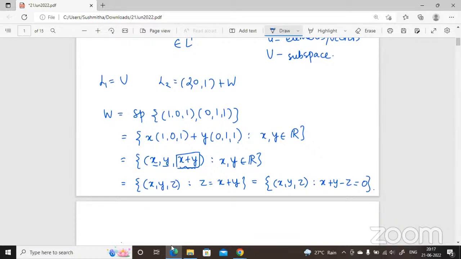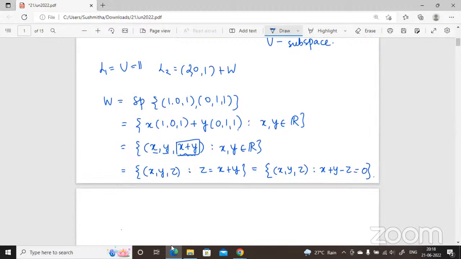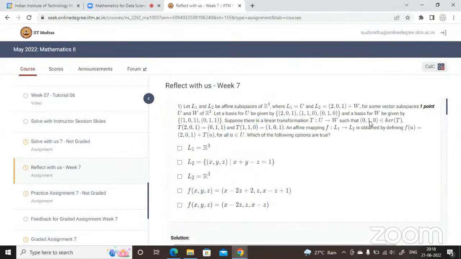So L2 is you're translating this subspace with the vector (2, 0, 1). L1 is given, L1 is R3 and L2 is this subspace. Then suppose there is a linear transformation T from U to W. When we are talking about affine maps, this is actually talking about an affine map. So for that we need an underlying linear transformation T from U to W such that (0, 1, 0) belongs to the kernel of T, and T of (2, 0, 1), T of (1, 1, 0) is given.